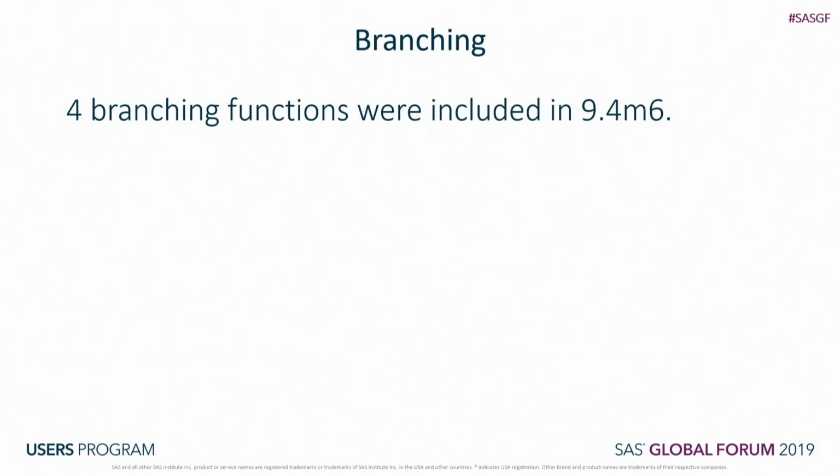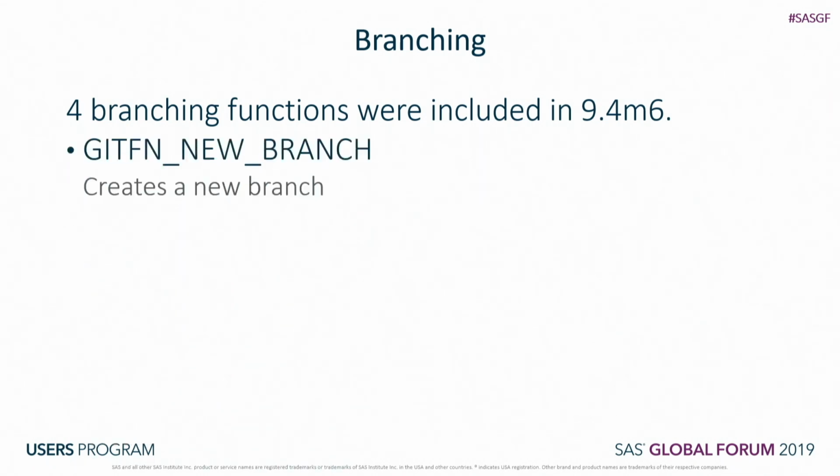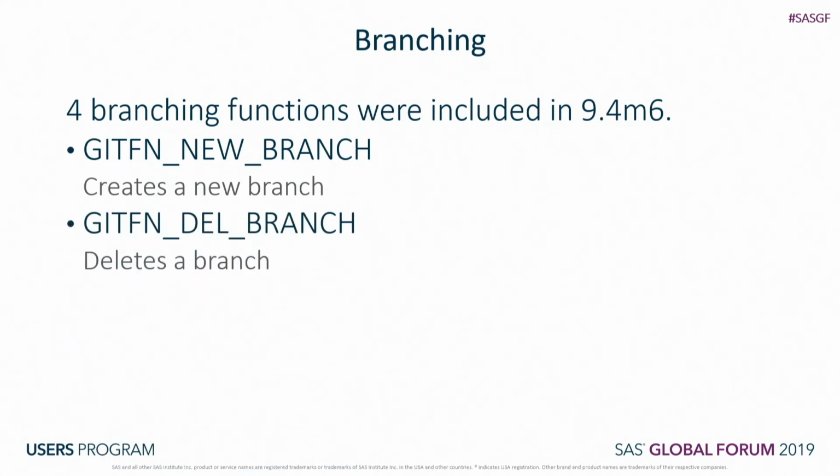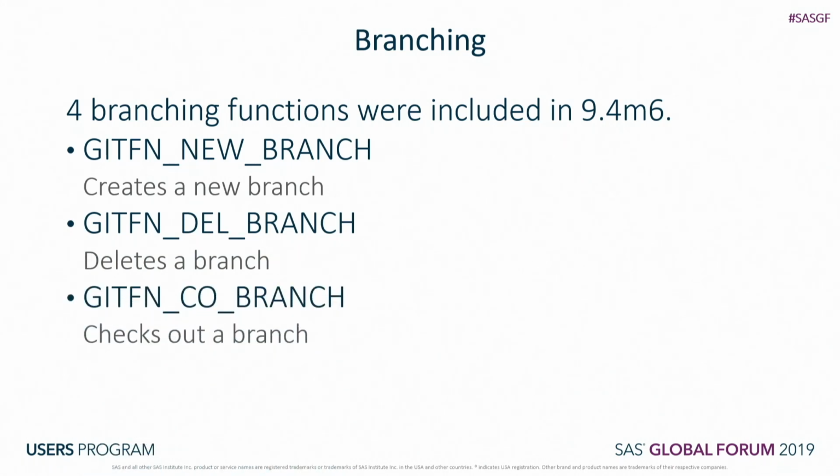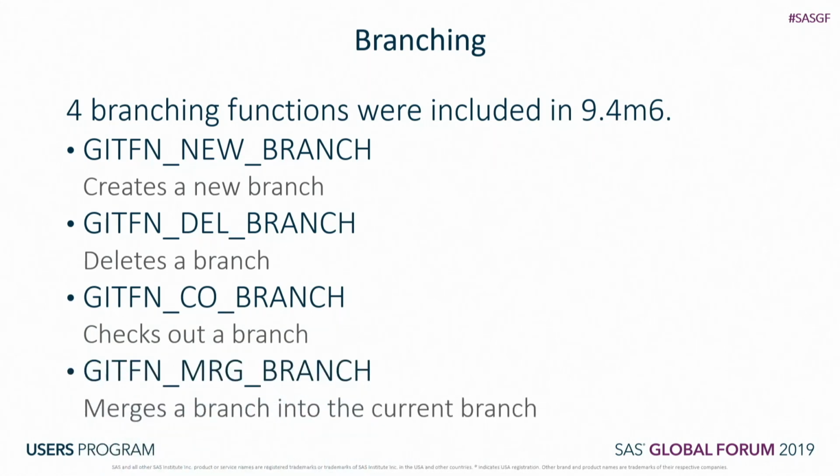Next set of functions I want to talk about are branching functions. There are 4 branching functions included with 9.4M6. The new branch function, which creates a branch at the given commit ID. The delete branch function, which deletes a branch. The checkout branch function, and the merge branch function.